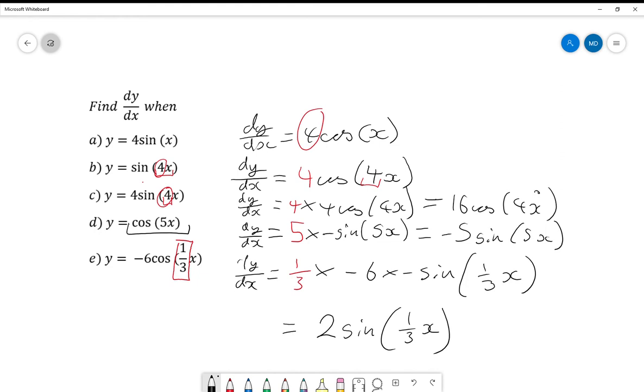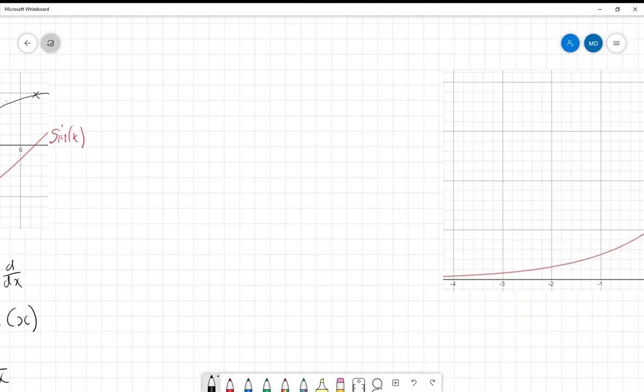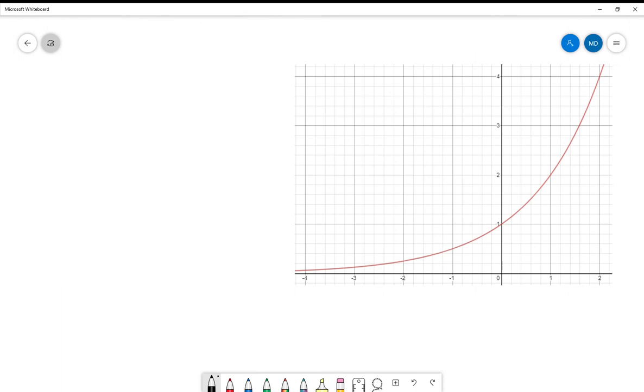Okay, so that is sine and cosine. Let's have a look at an exponential function. So here is a graph of y equals 2 to the power of x. Notice here, 2 to the power of 1 is 2. 2 to the power of 2 is 4.